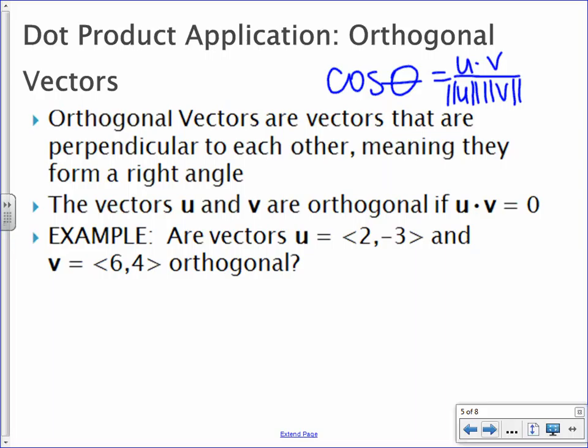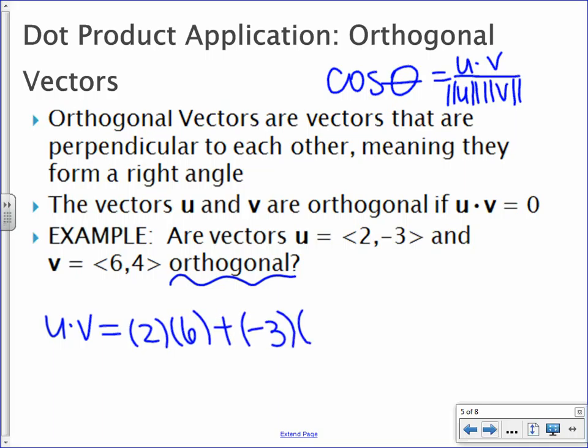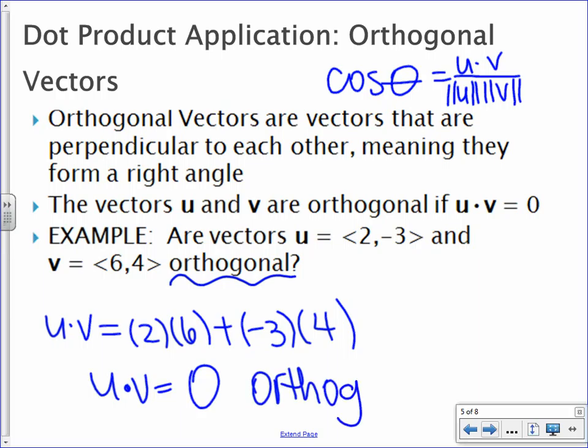Okay, so we are going to determine if these two vectors are orthogonal. If I'm asking you if they're orthogonal, the first thing we need to do is find their dot product. To find their dot product, we're going to take 2 times 6 plus negative 3 times 4. And what is that? 0. So these are orthogonal vectors.